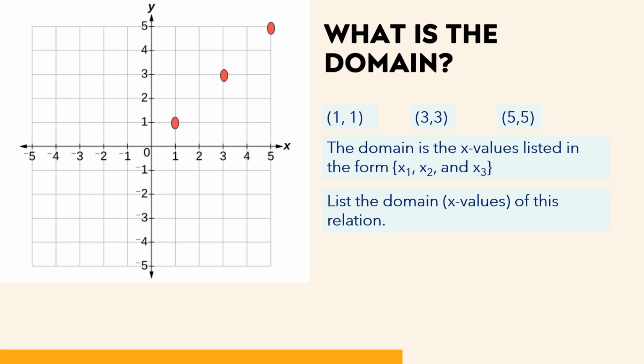Let's talk about the domain. The domain is just a fancy way to say all the x-values. Imagine you're listing all the different x numbers you see in your ordered pairs. We use little numbers below the x, like x1, x2, x3, to help keep track of which x we are talking about. These little numbers are called subscripts. So, x1 is the x in the first pair, x2 is the x in the second pair, and so on. In this example, our domain would be all the different x values we found. Can you list all the x coordinates of this relation?